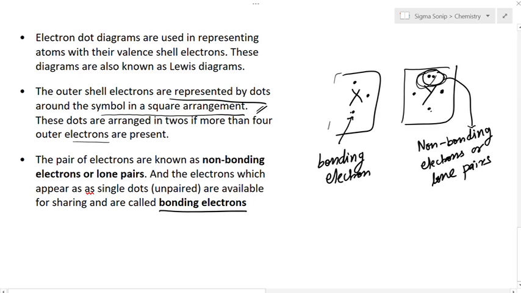Let's look at a few examples. So let's look at nitrogen here. Nitrogen, we know that it has 5 electrons in its outermost shell, in the valence shell. So 5 means we need to have 1 pair and 3 single electrons there. So these 2 electrons are a lone pair, and they are not available for bonding, whereas these 3 electrons are bonding electrons.